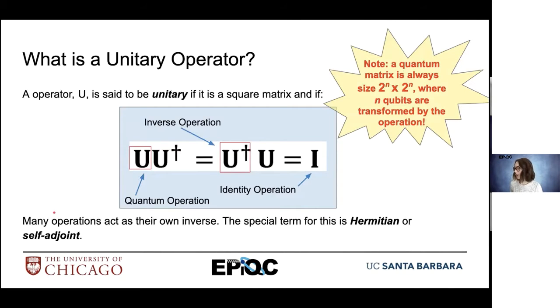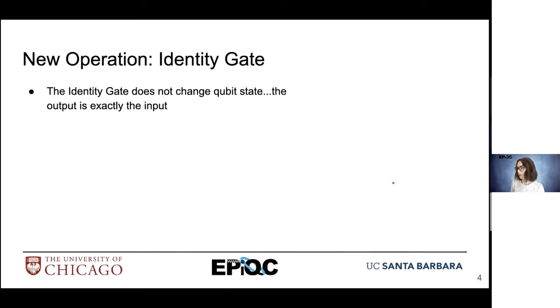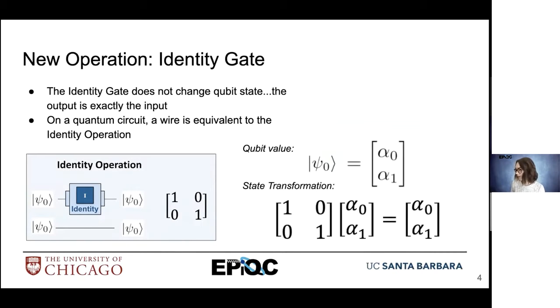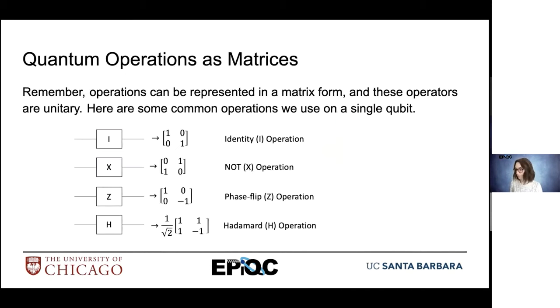As a note, we talked a little bit about this today. Whenever you have a quantum matrix that's transforming a state, it's going to be of size 2 to the n by 2 to the n, where n is the number of qubits that are transformed by that operation. So we have our identity gate, which we've introduced today. The identity gate takes a qubit and outputs a qubit of the same value, so it does not do anything to change the state of that qubit.